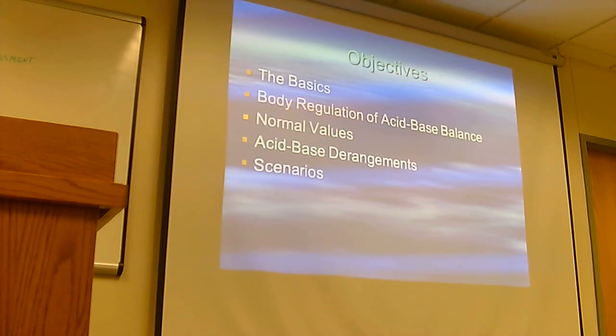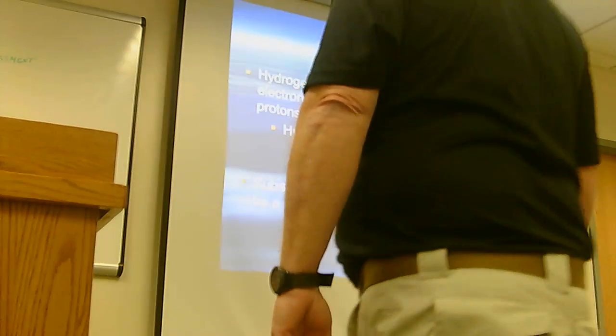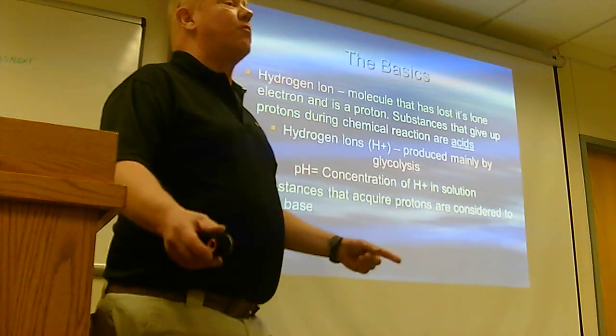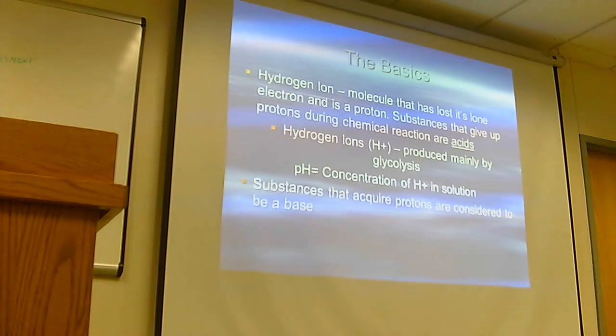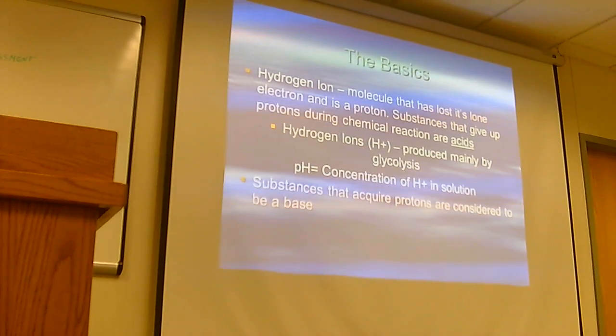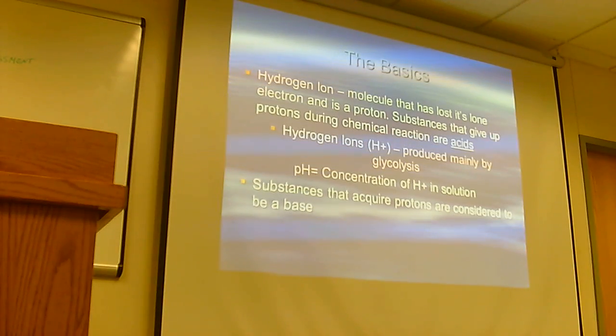We're going to talk about all these things throughout. So let's start out with what Jason already said, and that is a hydrogen ion is an atom that has lost its lone electron and now is a proton. Remember that when we put some sort of electrolyte into water, it's going to go either positive, negative, or neutral. So it has a change. A substance that gives up protons during chemical reactions is an acid. Okay?